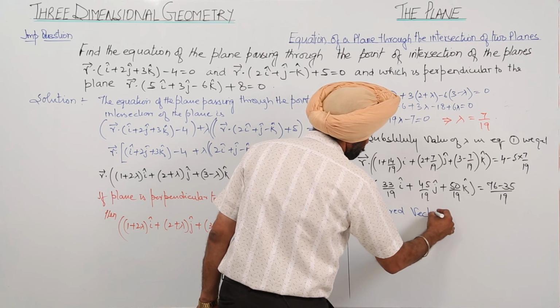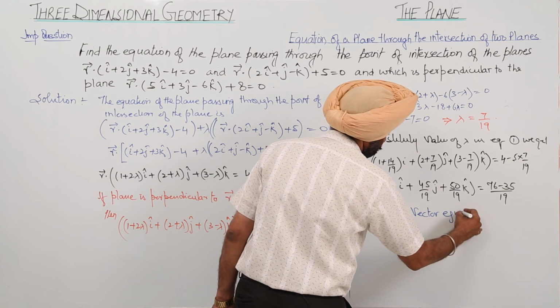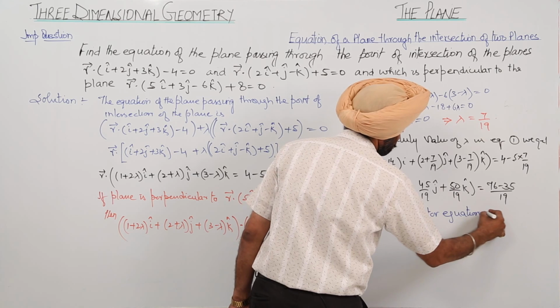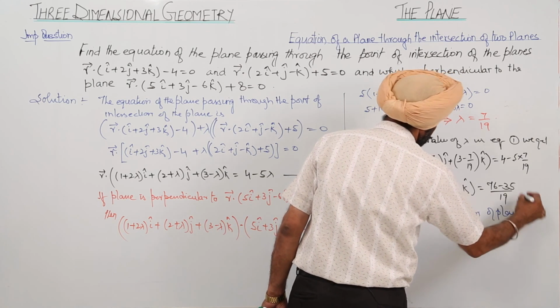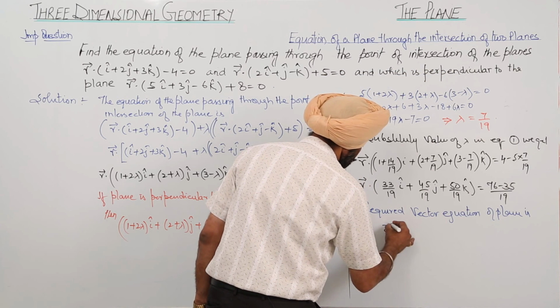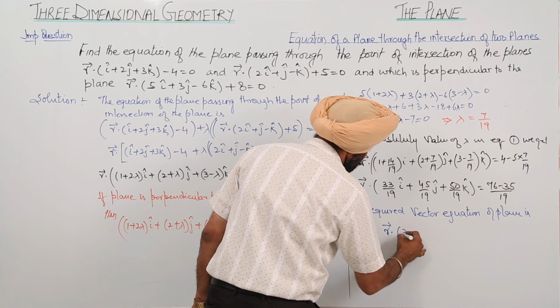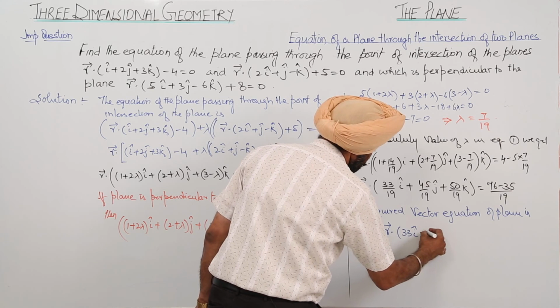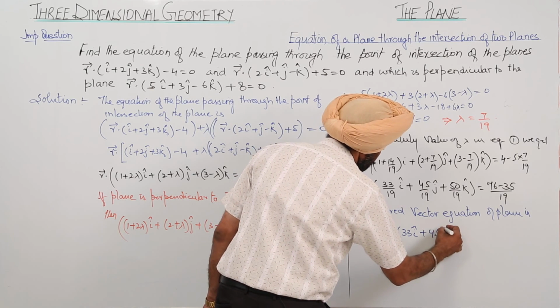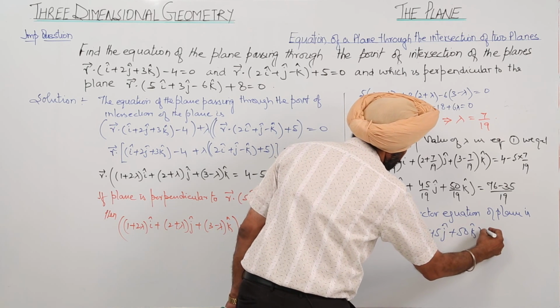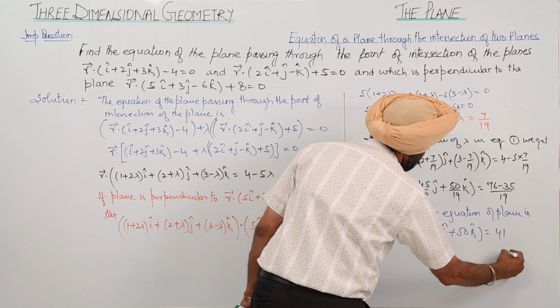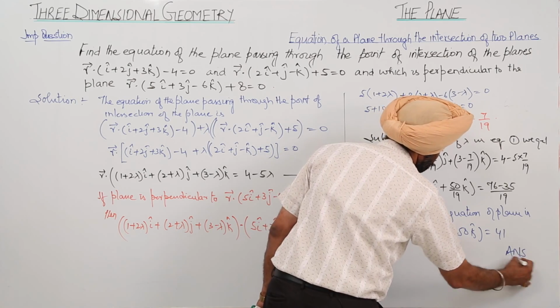So now the result is: the required vector equation of the plane is vector r dot (33 i cap plus 45 j cap plus 50 k cap) is equal to 41. This is the answer.